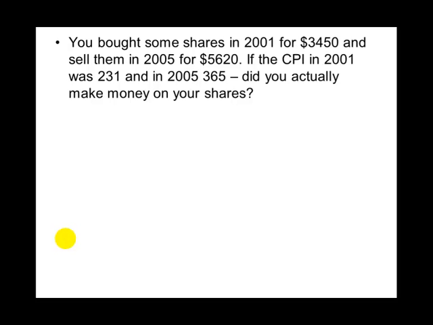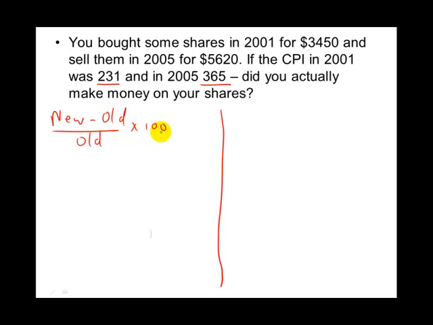You bought some shares in 2000 for $3,450 and sold them in 2005 for $5,620. If the consumer price index for 2001 was 231 and for 2005 was 365, did you actually make any money on your shares? So what we want to do is look at the two halves of this and compare them. So once again, new take old over old times by 100. So we're going to do a percentage increase comparison, I suppose.